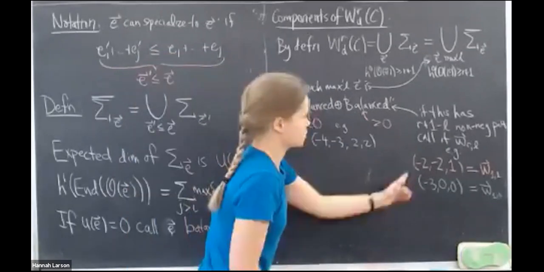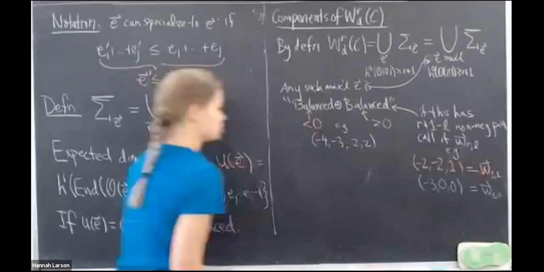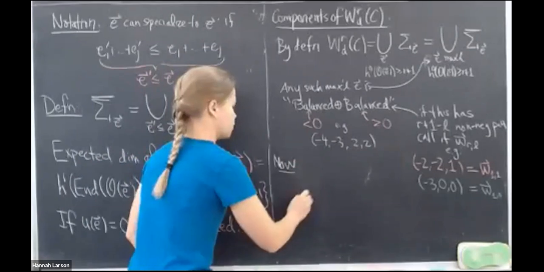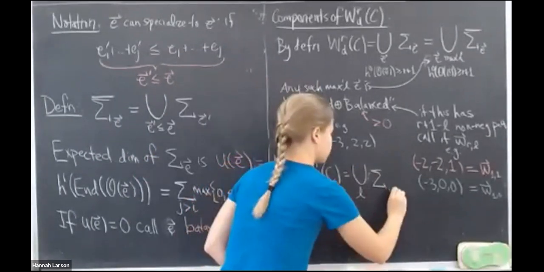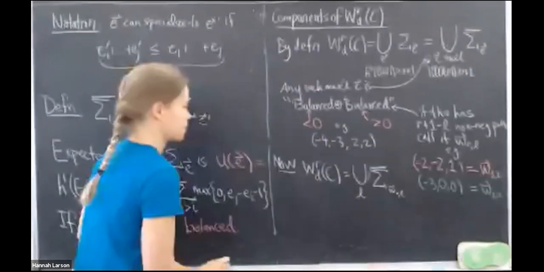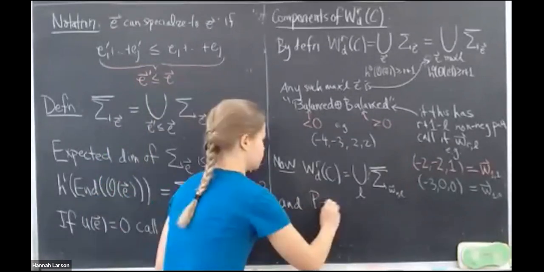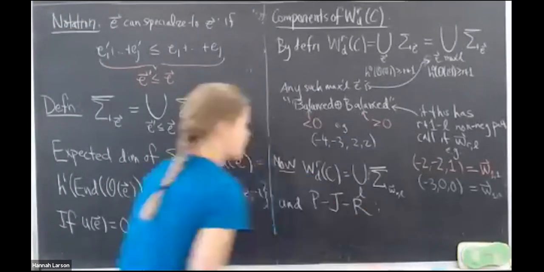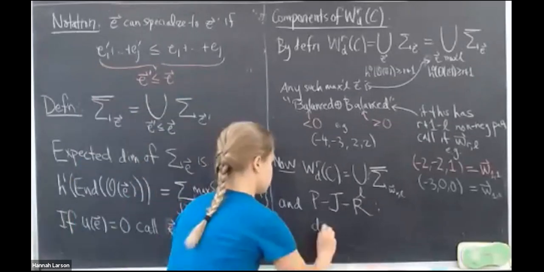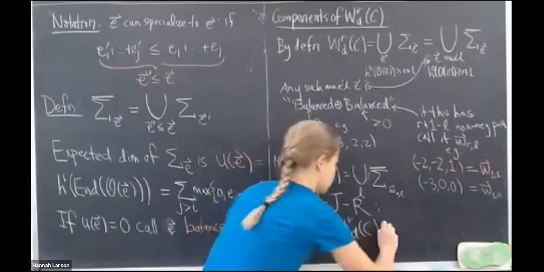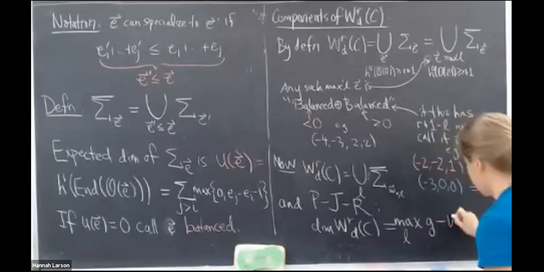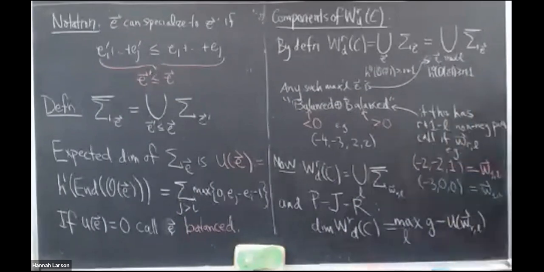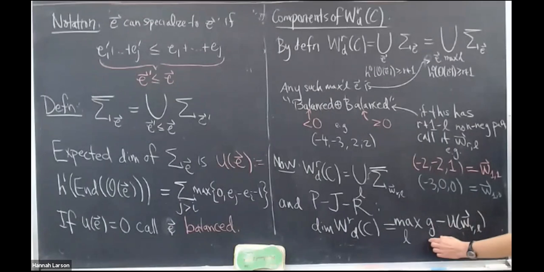All right, so now let me just rewrite what we know in terms of this notation. So now we have that WRD is the union over L of sigma sub WRL bar, and the work of Pflueger, Jensen, and Ranganathan can actually be rewritten to say that the dimension of WRD of C is equal to the maximum over L of G minus U of WRL. So that expression that we had before actually just turns out to be G minus the expected codimension of one of these balanced plus balanced splitting types.